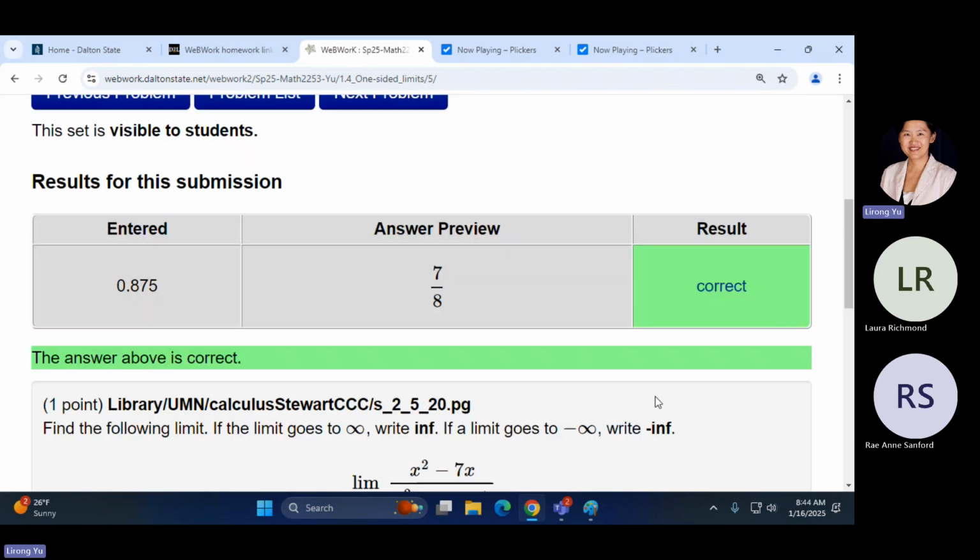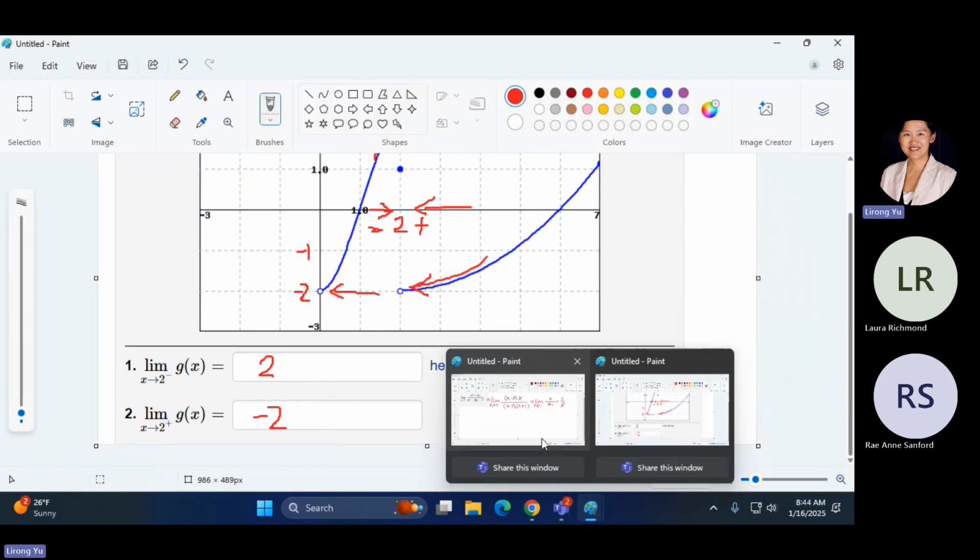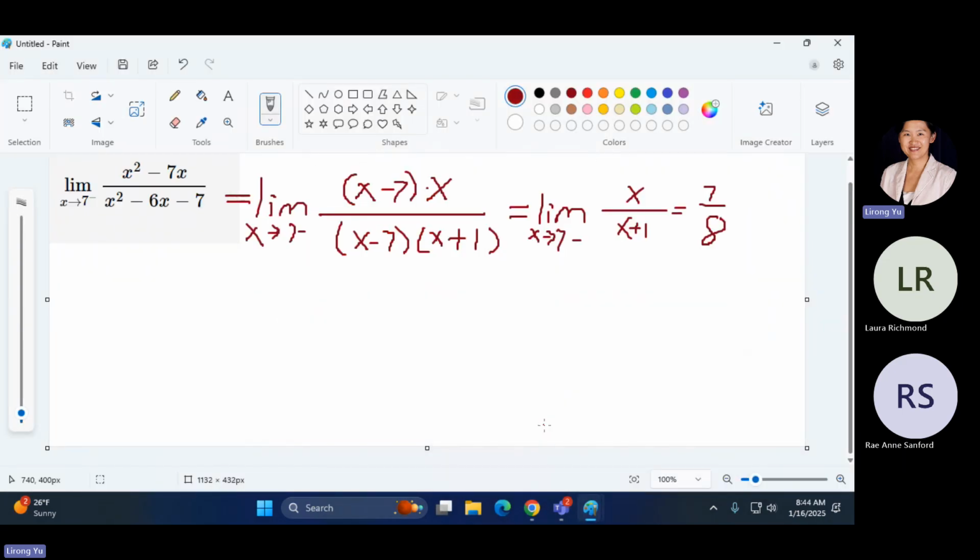The answer to the question is 0.875. That's the actual value of the limit. What we had earlier is a very close value, but it's not the true value yet. All right, for the factoring, there are other ways.